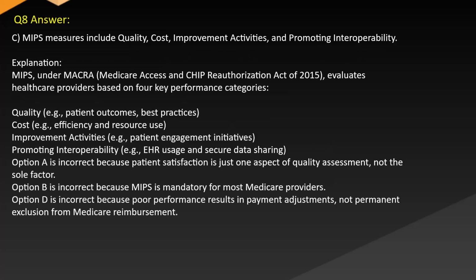Answer. C. MIPS measures include quality, cost, improvement activities, and promoting interoperability. Explanation. MIPS under MACRA, the Medicare Access and CHIP Reauthorization Act of 2015, evaluates healthcare providers based on 4 key performance categories: quality, e.g. patient outcomes, best practices; cost, e.g. efficiency and resource use; improvement activities, e.g. patient engagement initiatives; and interoperability, e.g. AI usage and secure data sharing.